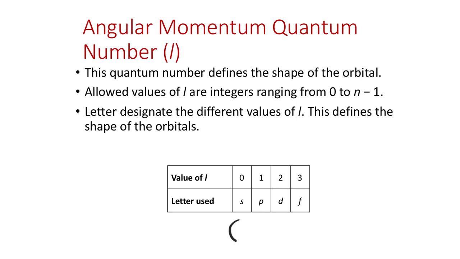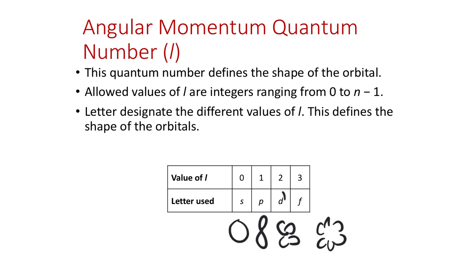So S-shaped, spherical shaped, is the S shape. A P-shaped orbital, like a lobe, is the P shape, that's the L1. A double set of lobes, we'll see some better pictures on a slide, but a double set of lobes is the D-shaped orbitals. And then the F-shaped orbitals have 3 sets of lobes. And again, we'll show you some better pictures.